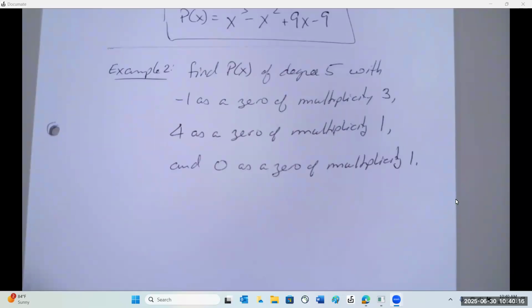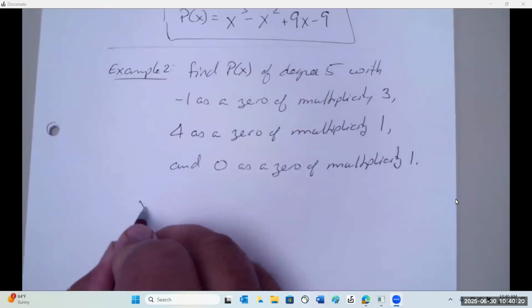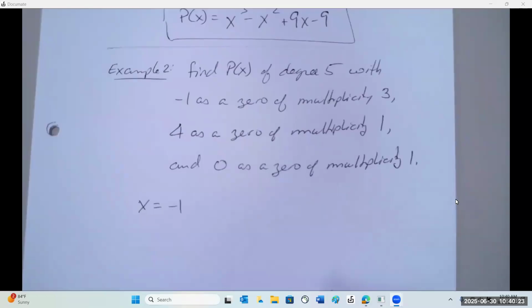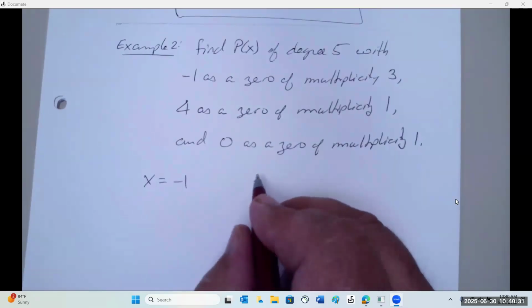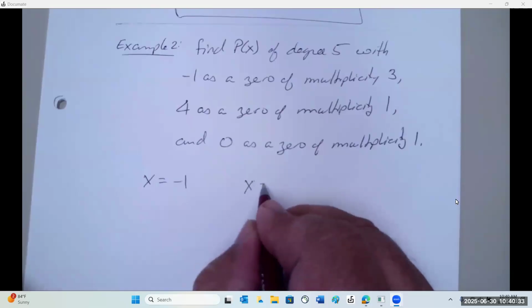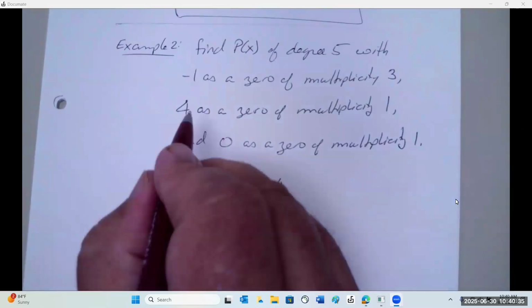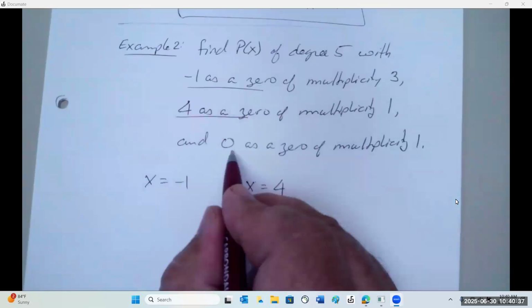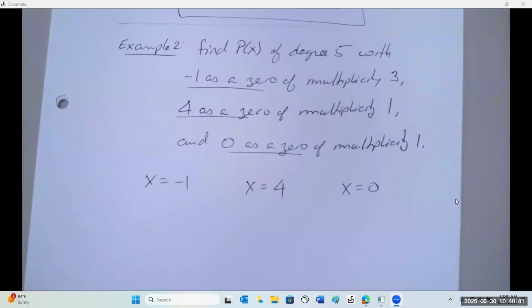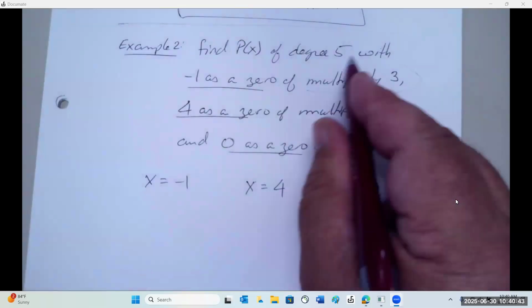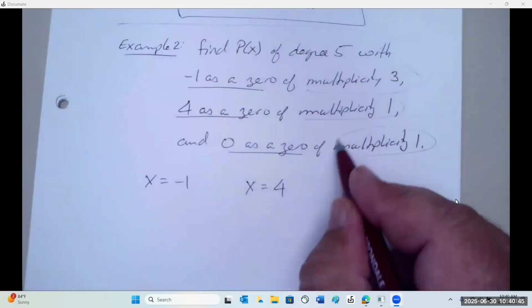X equals negative 1 is a 0. Okay, so we know x is equal to negative 1. What else do we know about zeros? X equals 4 as a 0. These are the zeros: that's a 0, and that's a 0. So x equals 0. These are multiplicities. These are not zeros.